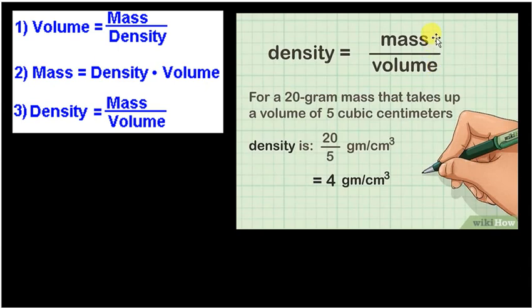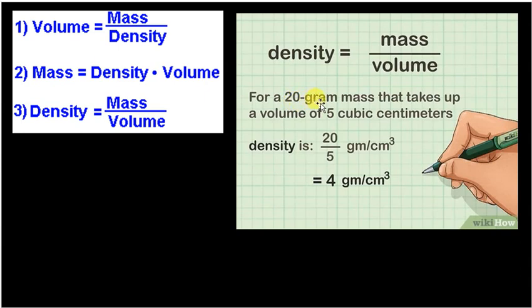So if I have these two things, here's what I do. I take the mass and I divide by the volume. Do you see this fraction bar in the middle? The fraction bar represents the division sign. So I take the mass, which is in kilograms or grams, and I divide by the volume, which is usually in milliliters or cubic centimeters.